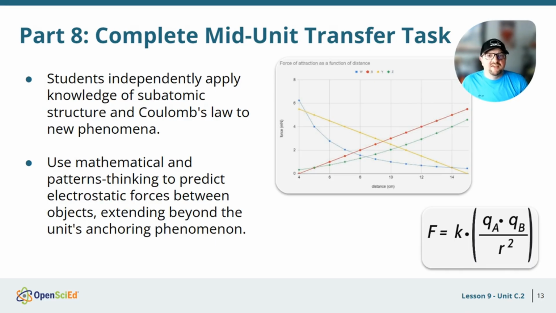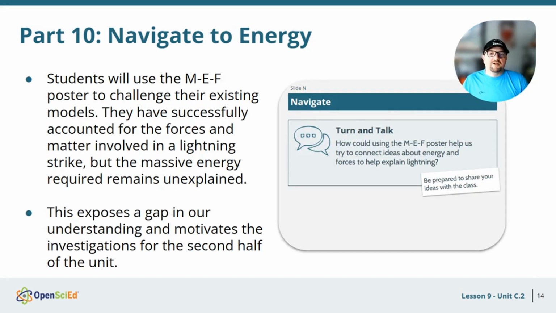During part 8, the classroom is a quiet room where students are independently analyzing a brand new phenomenon. This assessment serves as a formal window into how well students can transfer mathematical and pattern thinking to systems outside of the lightning context. I watch for whether they can apply Coulomb's law to predict electrostatic forces on a different scale.